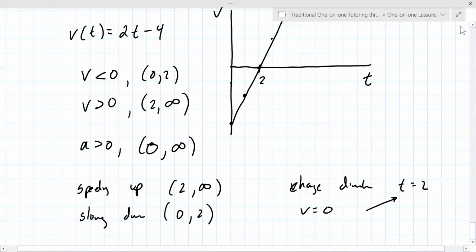I think that covers it. Okay, that makes so much more sense.